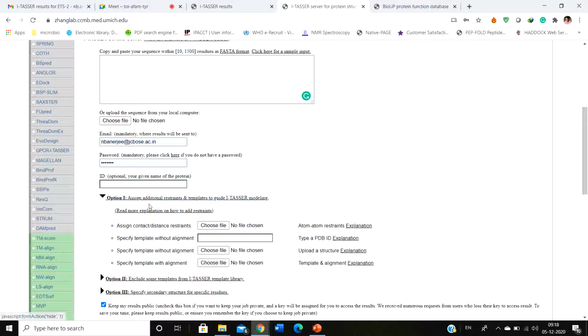First of all is the option to assign additional restraints and templates to guide ITASER modeling. For example, as I've already told you, if you perform NMR spectroscopy of your protein, you are going to get certain connections. It is going to tell you which atom is connecting with which atom, and these are the pieces of information that you will get.